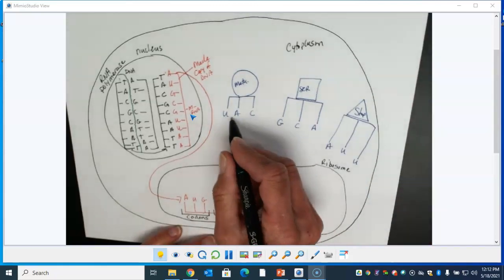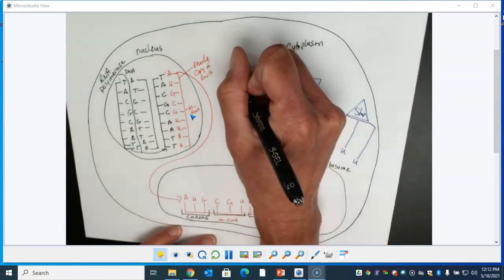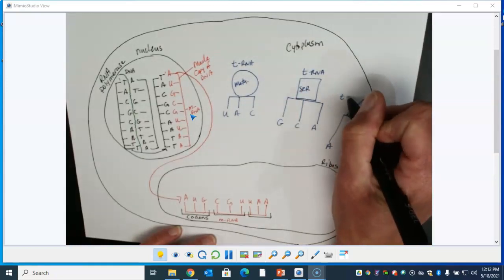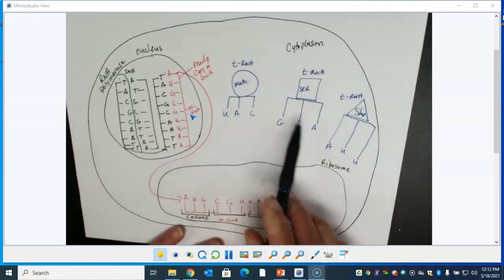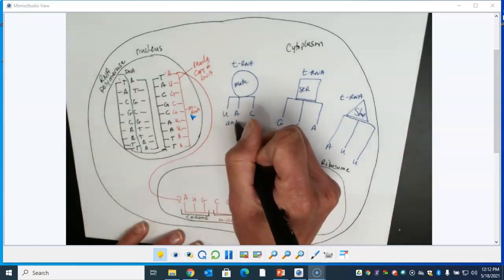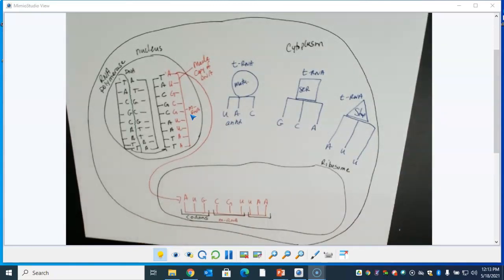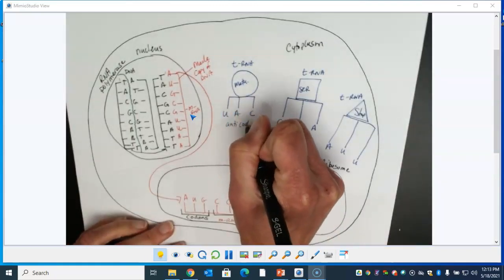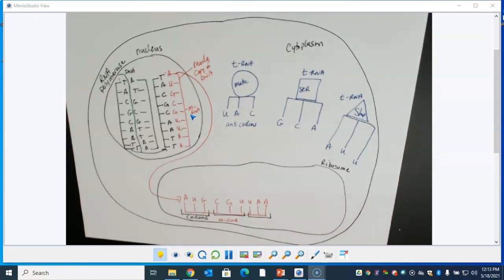So each one of these three letters on my transfer RNA, I'm going to label this tRNA, tRNA, and tRNA. Each one of these transfer RNA has the matching code for each of the codons here. So each of these are considered anticodons. So each of these three letters are anticodons. They are going to have the complementary letters that match our codons.